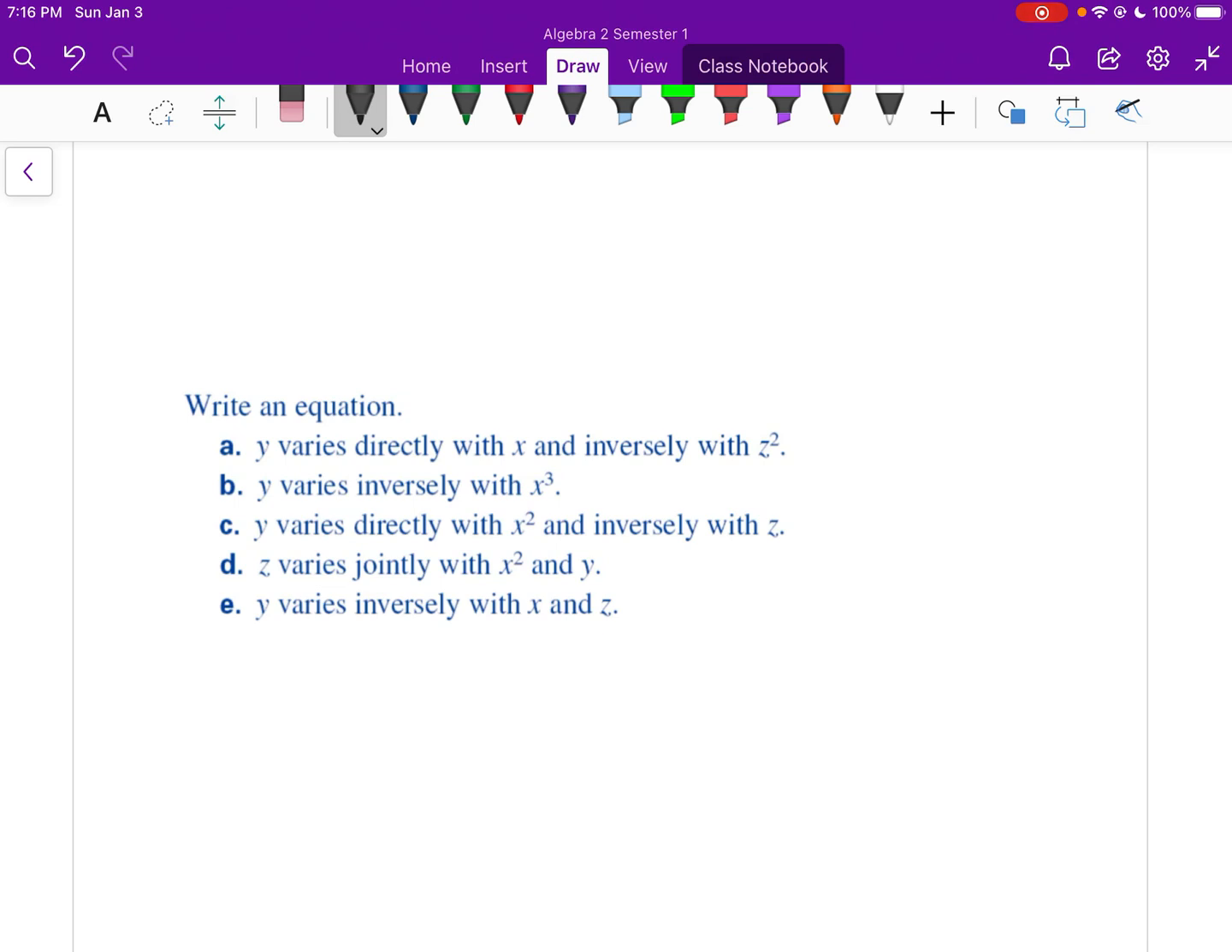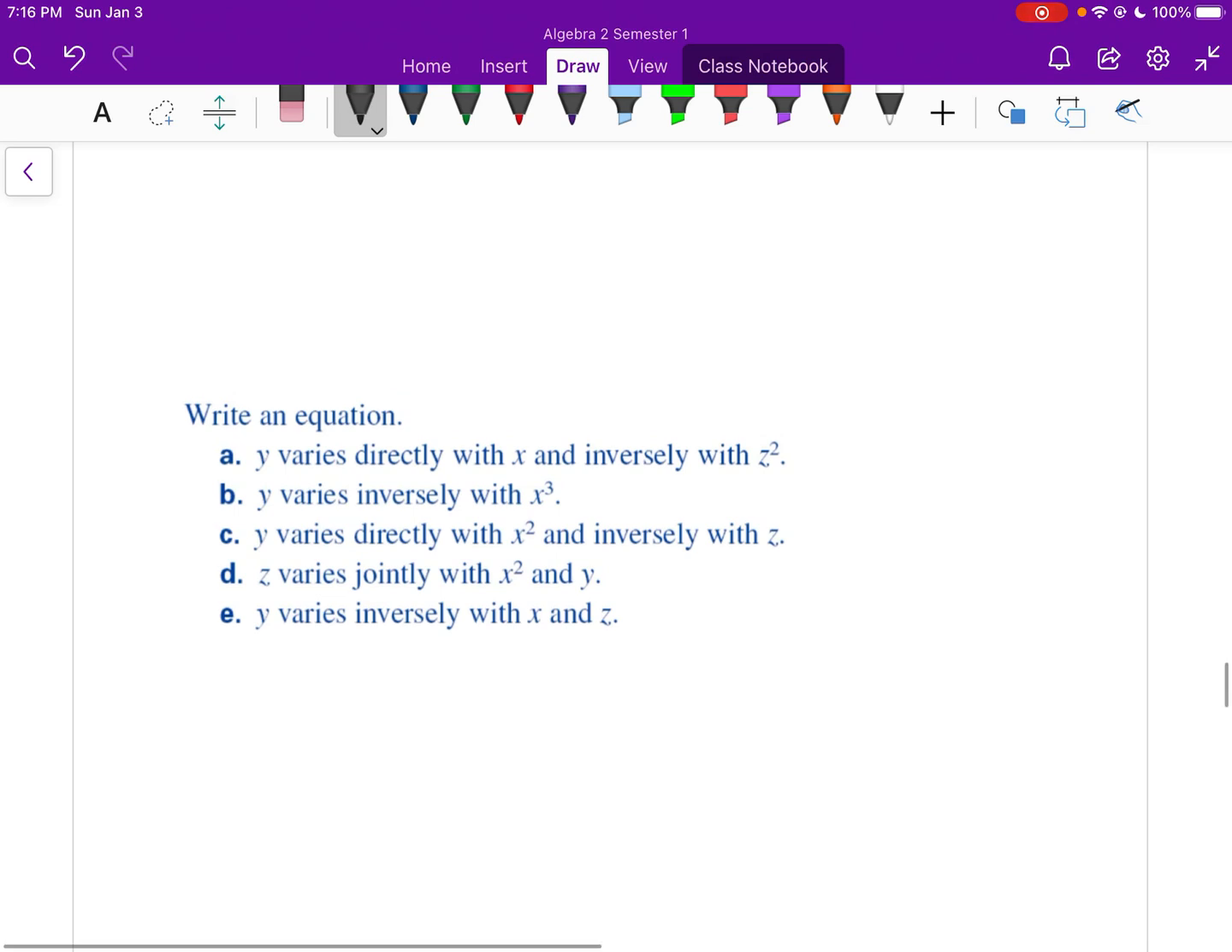So the first one: y varies, right there. Y varies is telling us y equals. Y varies directly with x and inversely with z squared. Now, what you need to remember is you always have the constant of variation. So in every single one of these, we will have k. So don't forget k.